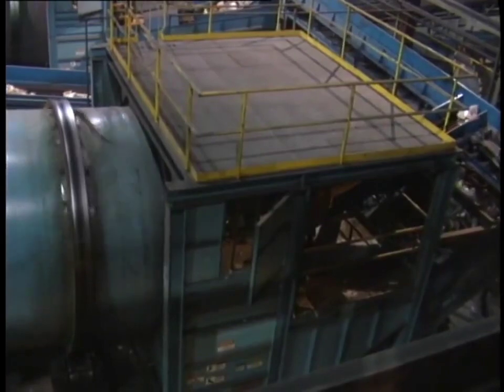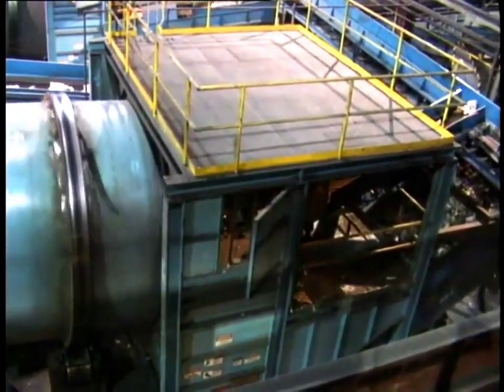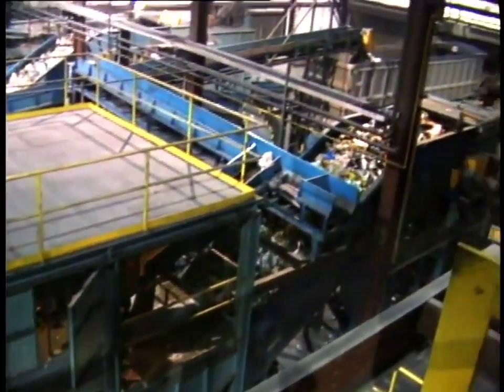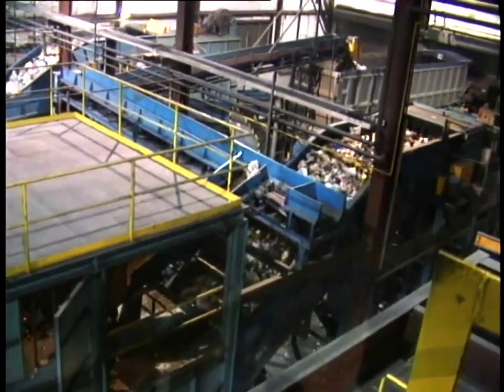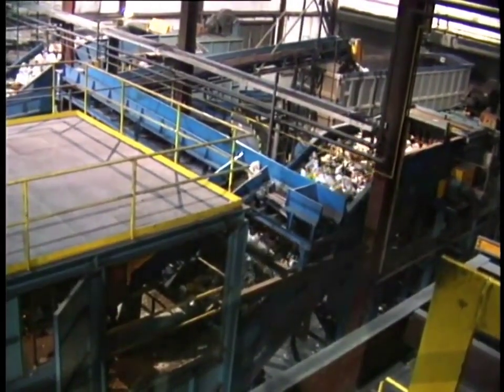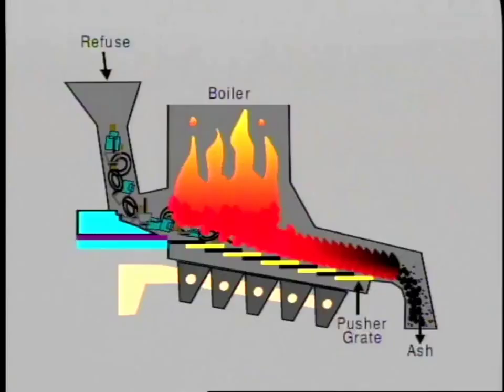Ideally, waste or refuse should be sorted before it is fed into the boiler for combustion. That is, the non-combustible materials, such as glass and metals, should be removed so that combustible material only, such as paper, wood, cloth, etc., is supplied to the boiler.